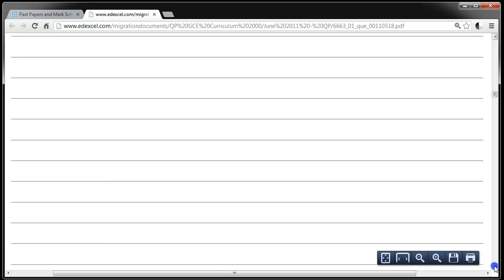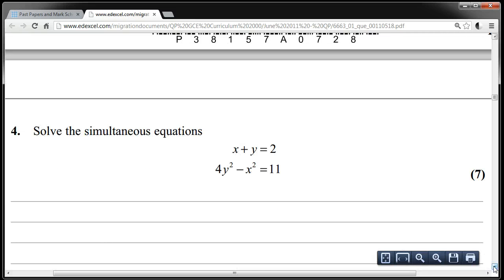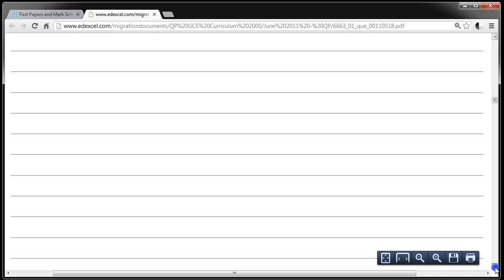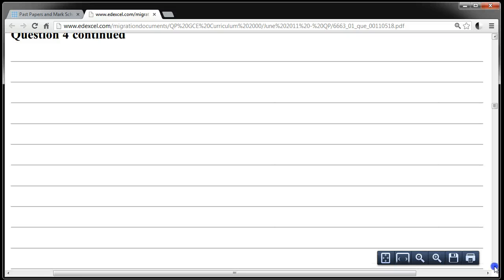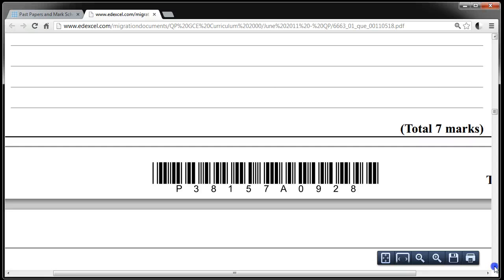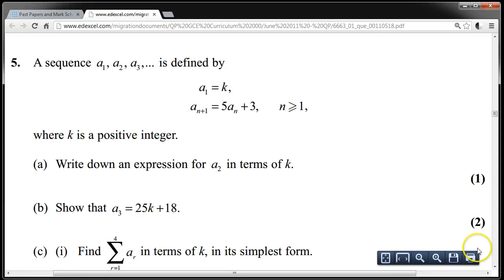So that's number 3. So let's have a quick look at 4. Simultaneous equations. Sub y equals 2 minus x into here. And we'll get a quadratic in x, won't we, probably, which we can then solve and then find the value of y. So again, that doesn't look too bad at all. So that's question 4.